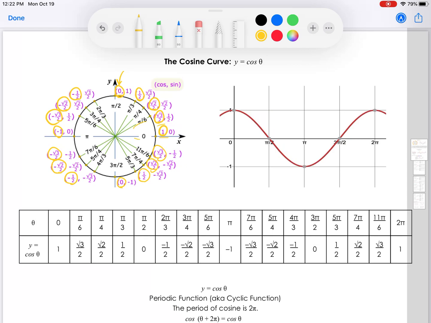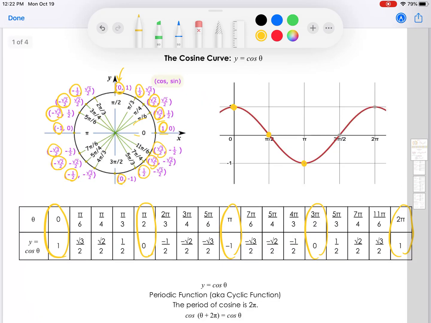Looking at all of these, I have this table down below, and these are really just all of those points repeated again. So at angle 0, I get 1. At pi over 6, I get the square root of 3 over 2, and so on. If I were to plot all of these points, it would form this curve. Our most important points, and the easiest to graph, are the quadrant angles. So we're seeing these 5 points: 0, 1; pi over 2, 0; pi, negative 1; 3 pi over 2, 0; and 2 pi, 1.